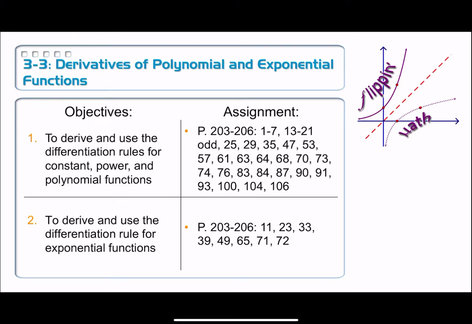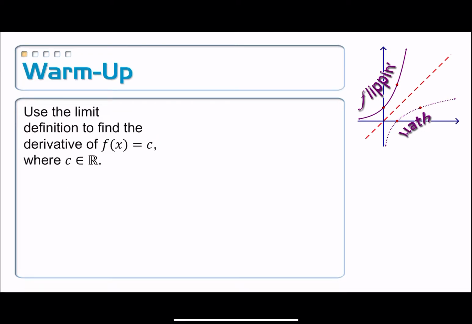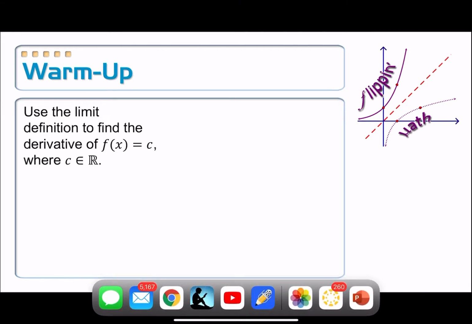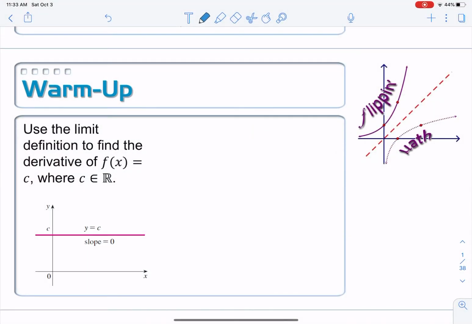Okay, so let's start off with a warm-up activity. Use the limit definition to find the derivative of f of x is equal to c, where c is some sort of real number. So we just have a constant function. It's like y equals 3. I want to find the derivative of that. Well, when you think about it, isn't that just like a horizontal line, right? See, I've got one right here. Whatever that c value is doesn't really matter. If we find its derivative, what's the slope of a horizontal line? It's 0. It should be 0.